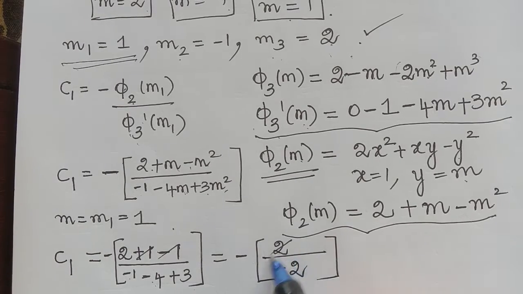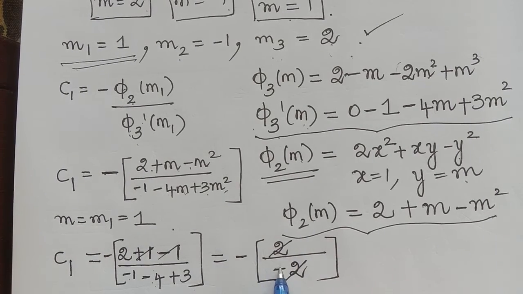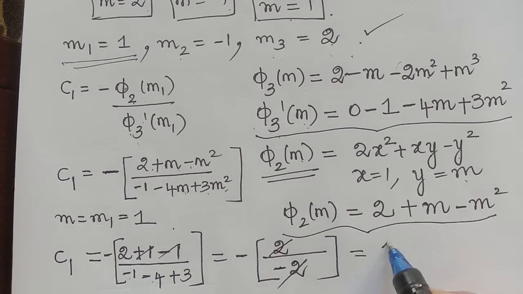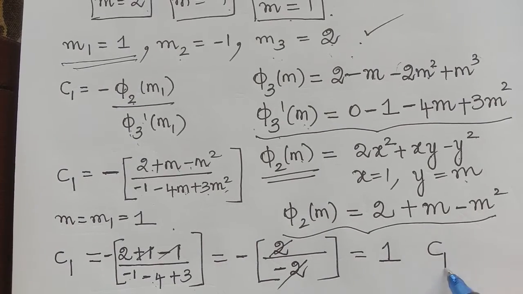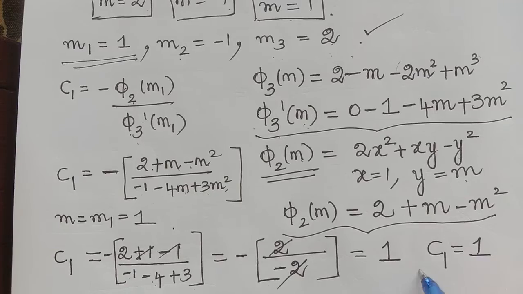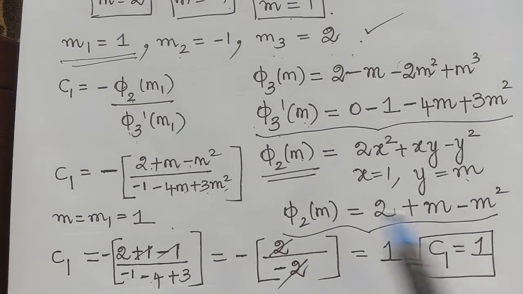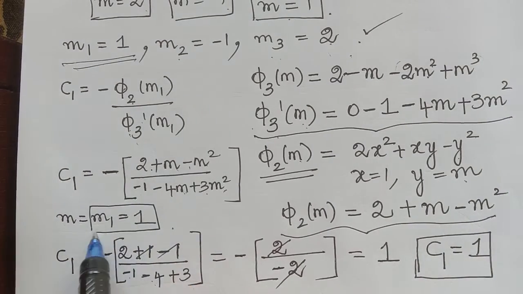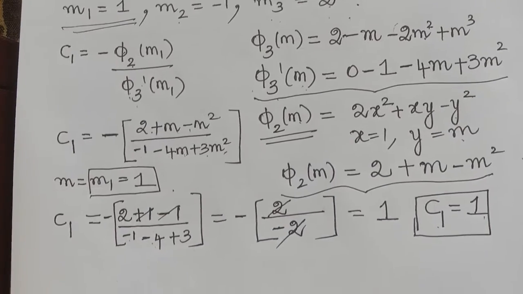And now these two terms get cancelled and minus into minus is plus. So it will be only 1. So the value of C1 is equal to 1. So therefore the value of M1 equal to 1 gives us the value of C1 to be equal to 1.